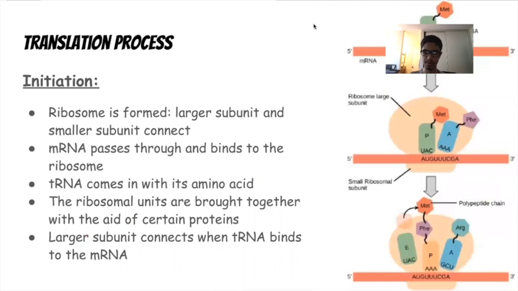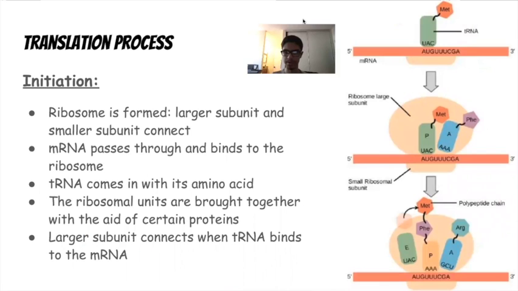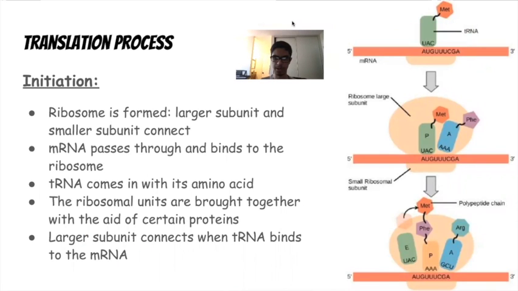But what are the specifics of the process? We have to consider initiation. That is the very first step. With initiation, the ribosome is formed. Initially, when I learned about translation, I thought the ribosome was just a structure that was always there. But in fact, it is composed of smaller and larger subunits.